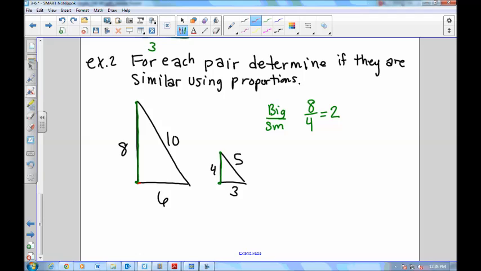If I take the base here, 6 is from the big. What's the base from the small? 3. So let's make sure. Is 6 divided by 3 actually 2? Yes. Let's try one more. We have to make sure it holds true all the way across. 10. Always do it in order: big first, small second. 10 corresponds to what side? 5. Is 10 divided by 5 also going to be 2? Yes. So are these two triangles proportional since their sides are all proportional?